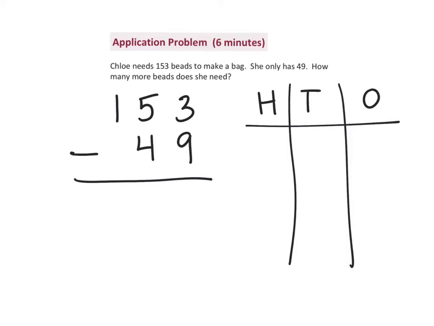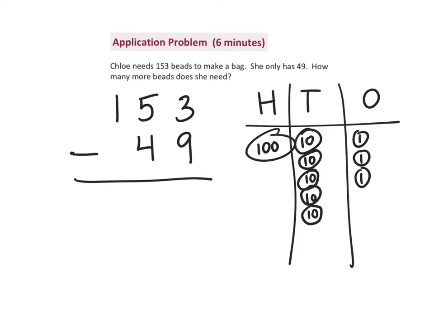So I have 100. I have 5 tens, which is 50. So 10, 20, 30, 40, 50. And I have 3 ones. 1, 2, 3. And I'm going to make these into place value discs so it's a little easier to see them all. Okay, so now we need to take away 49, but what we have to look at is I have to take 9 away from 3. I don't have enough, so I'm going to have to unbundle a 10 and borrow.